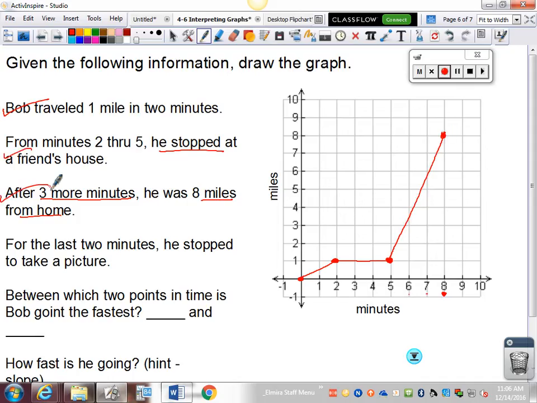For the last 2 minutes, he stopped to take a picture. Okay, stopped, flat line, 2 minutes. Each square represents a minute, so we're going to go across.